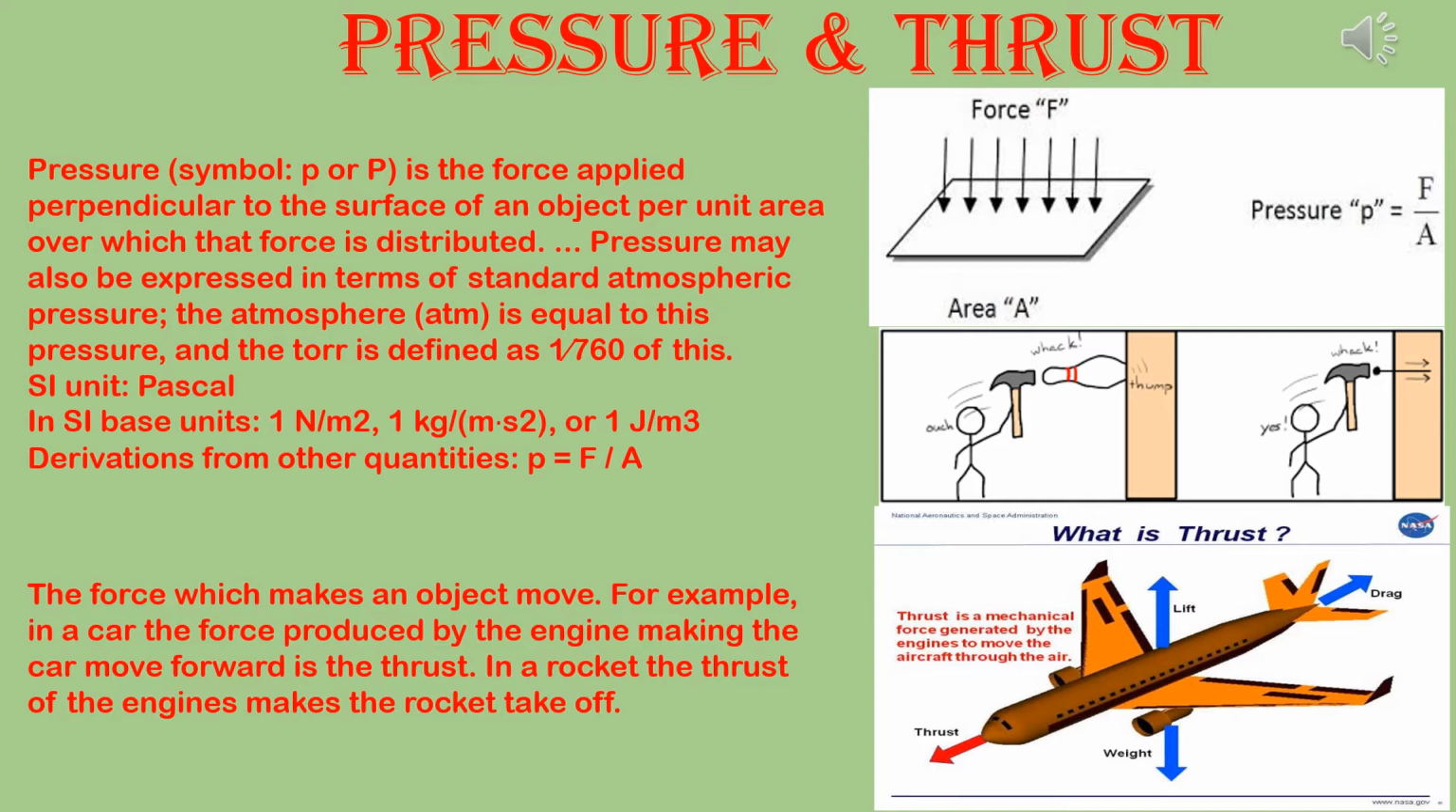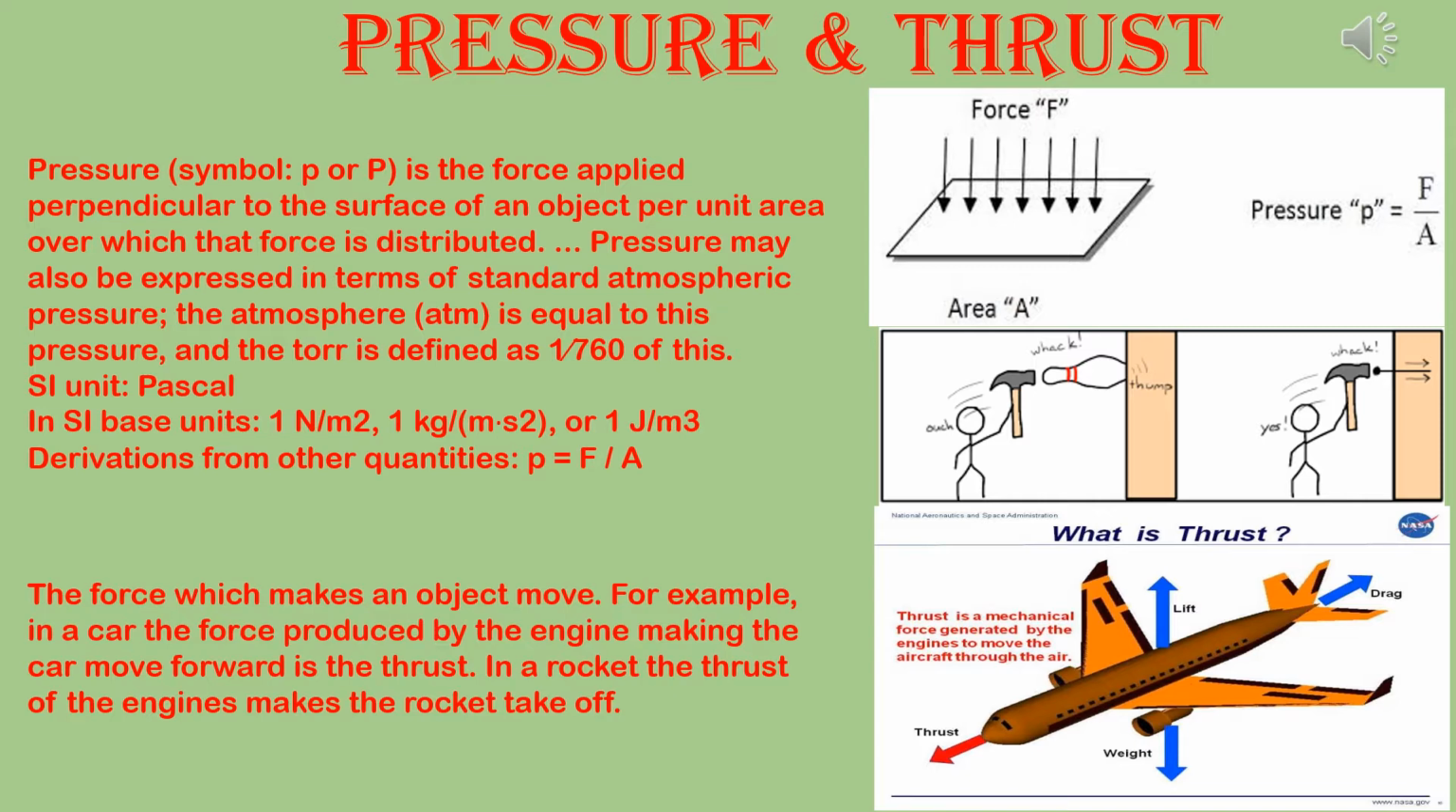Pressure may also be expressed in terms of standard atmospheric pressure. The atmosphere is equal to this pressure, and the torr is defined as 1 by 760 of this. The SI unit is Pascal. In SI base units, it is 1 Newton per meter square, 1 kg per meter second square, or 1 joule per meter cube. Derivation from other quantities: P is equal to F by A. This is the mathematical expression.